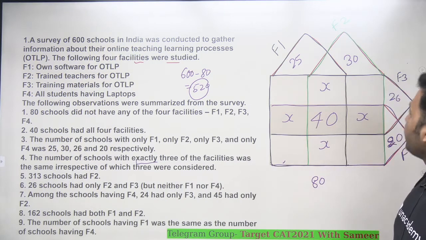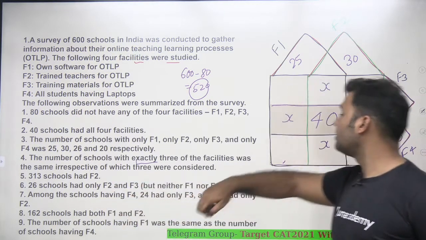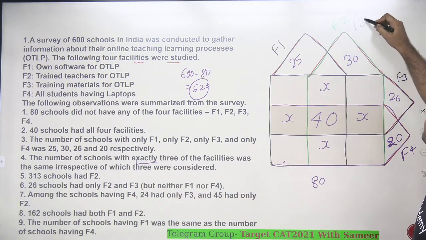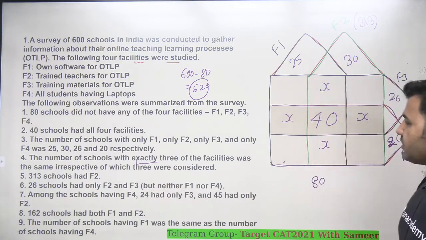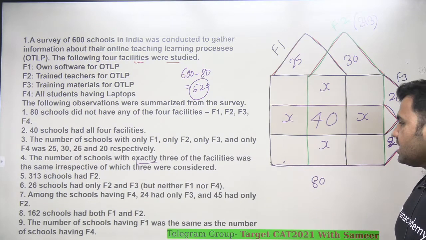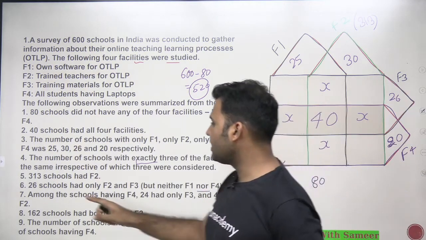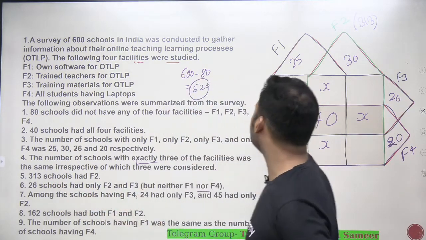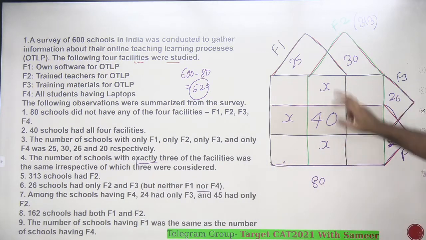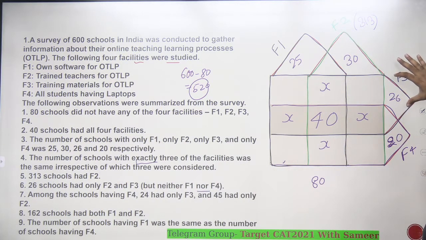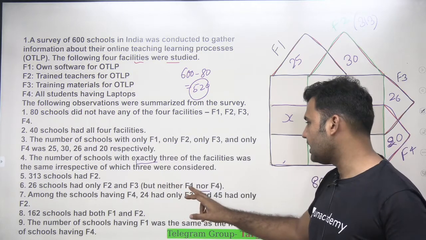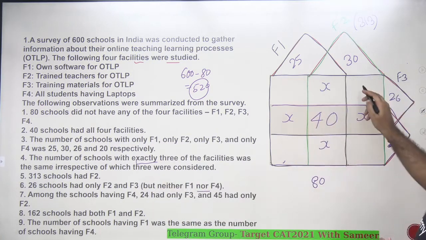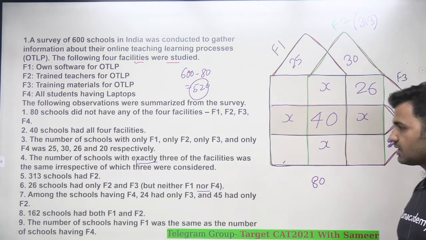313 schools had F2. So this value is 313. So just fill in here. 20 schools had only F2 and F3, but neither F1 nor F4. 26 schools had only F2 and F3. Now find the intersection of F2 and F3. F2 is the green one, and F3 is the blue one. This is the intersection of F2 and F3 only, but neither F1 nor F4. This value is equal to 26. So this is given to us as 26.